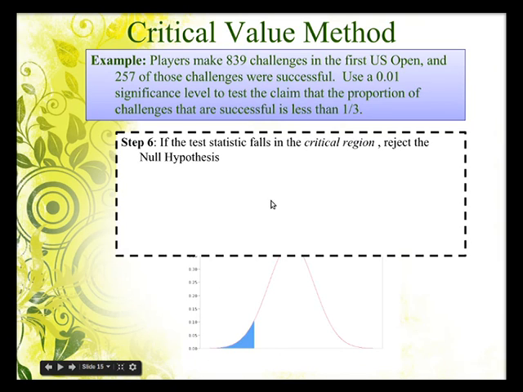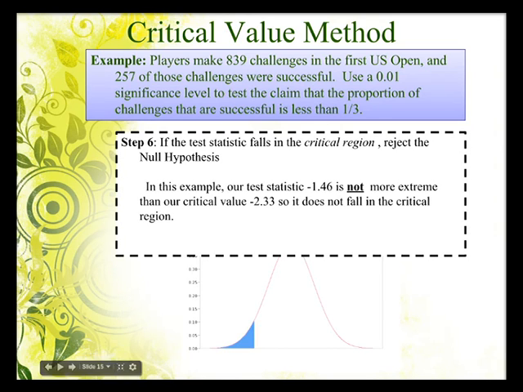So if our test statistic falls into the critical region, which would be the area beyond our critical value, then we would reject the null hypothesis. But since our critical value is further to the left, our test statistic does not fall into the critical region.